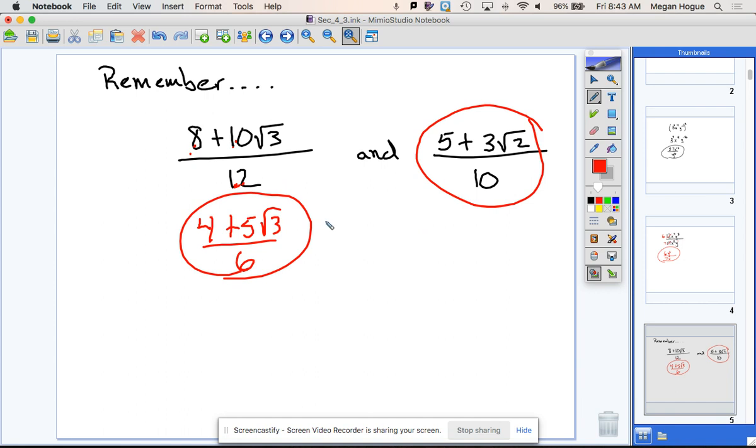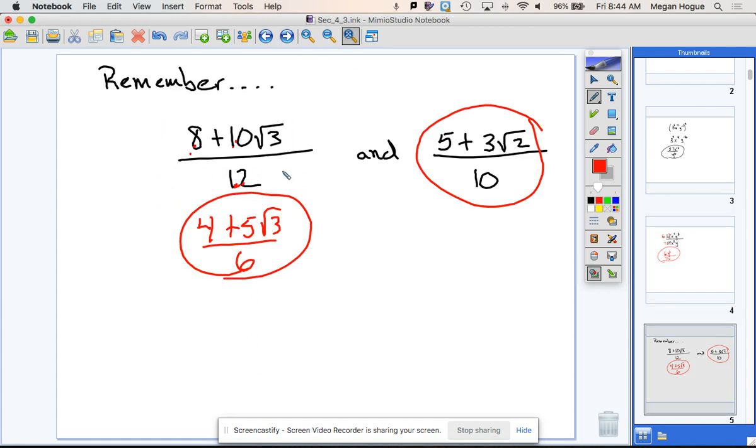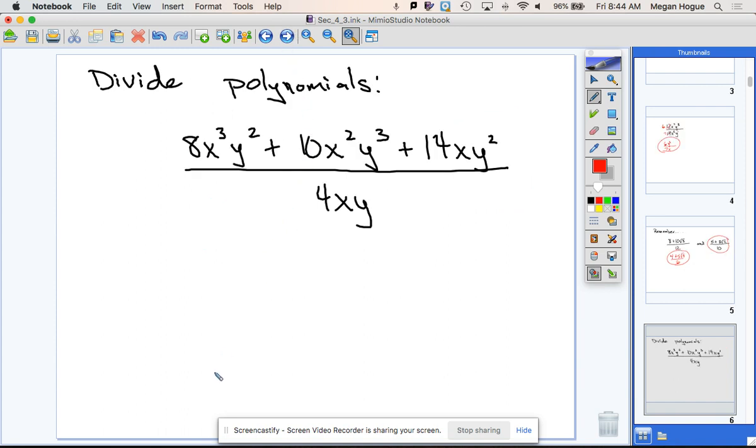So taking the idea that something has to divide all of the terms, but now thinking, okay, we're dealing with x's and y's and numbers instead of dealing with just numbers, they're going to look like this. Ugh, it's overwhelming. But we can do it. So go ahead and write down this problem: 8x cubed y squared plus 10x squared y cubed plus 14xy squared over 4xy. And I'm going to show you 2 different ways to do it.